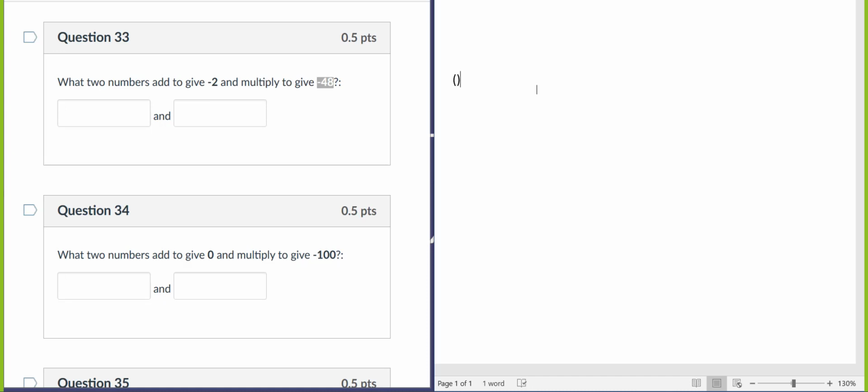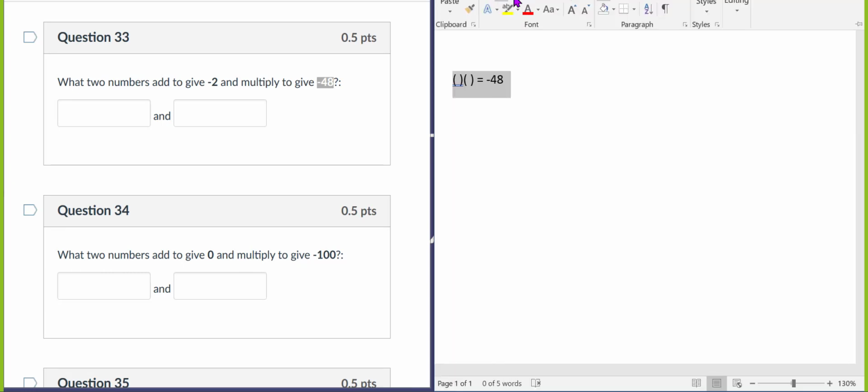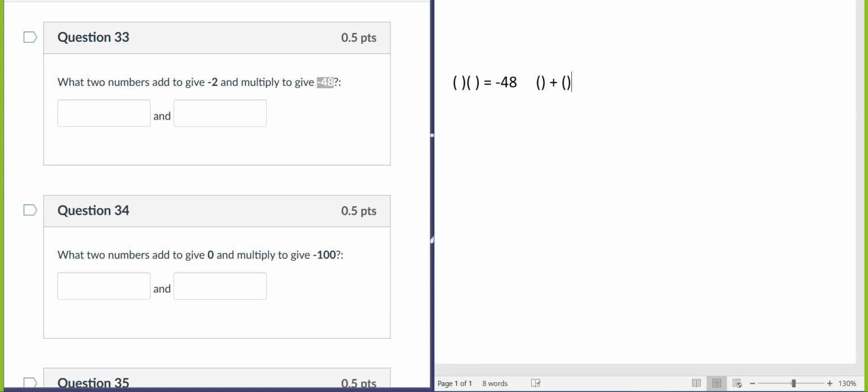We want to find two numbers where when we multiply them together, whatever they are, they give us -48. And I'm just going to make that a little bit bigger. There we go. And when we add these two numbers, whatever they are, the answer will be -2. All right. So that's what we're trying to do. So let's just be clear on that first of all.